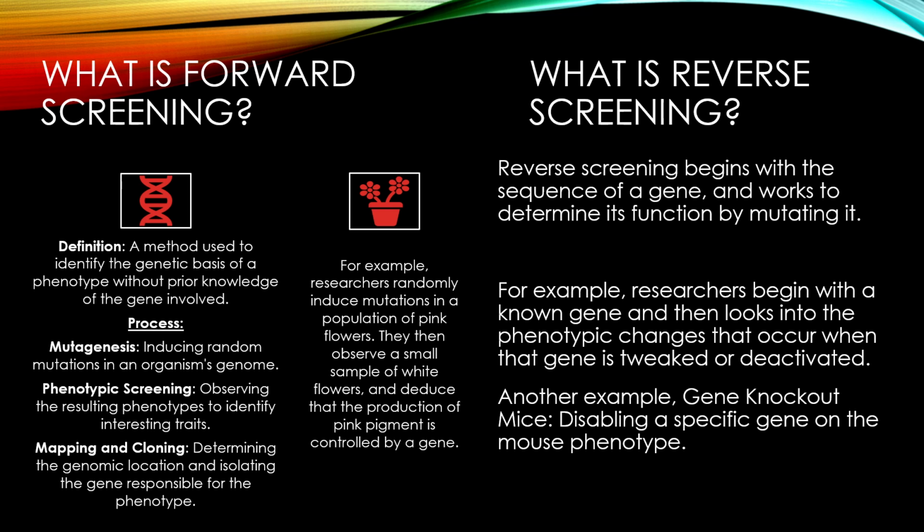Reverse screening begins with the sequence of a gene and works to determine its function by mutating it. For example, researchers begin with a known gene and then look into the phenotypic changes that occur when the gene is tweaked or deactivated. Another example is gene knockout mice, disabling a specific gene to observe the effect on the mouse phenotype.